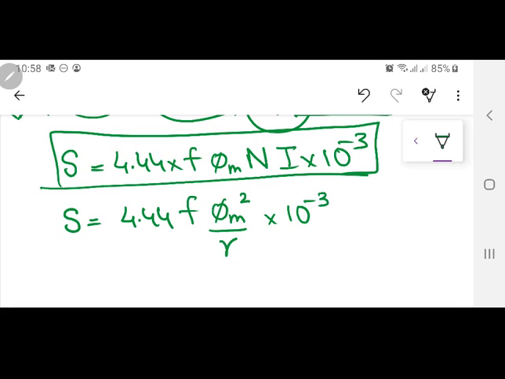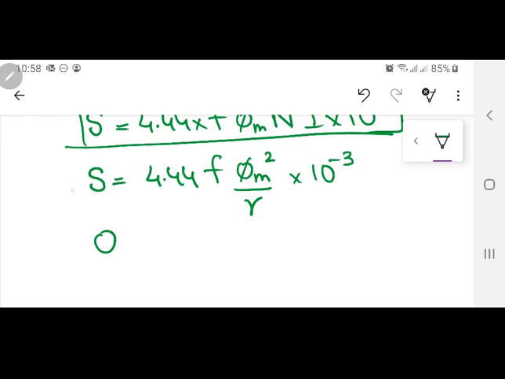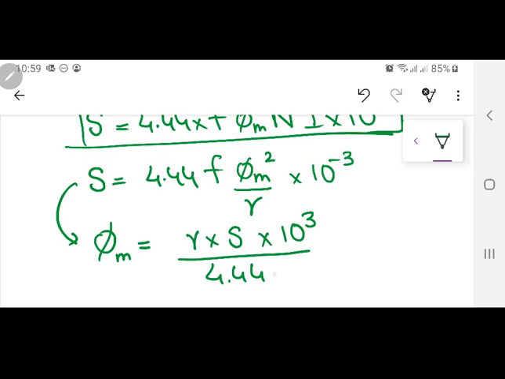I have included R, and now I have phi m. From here I can deduce what phi m is. Phi m is equal to R into S into 10 raised to power 3 divided by 4.44 F, and I have this.